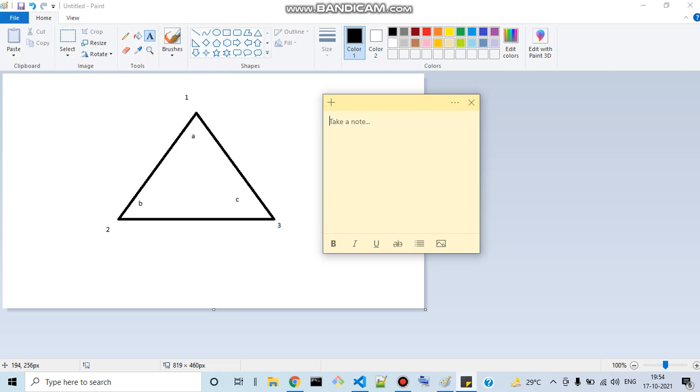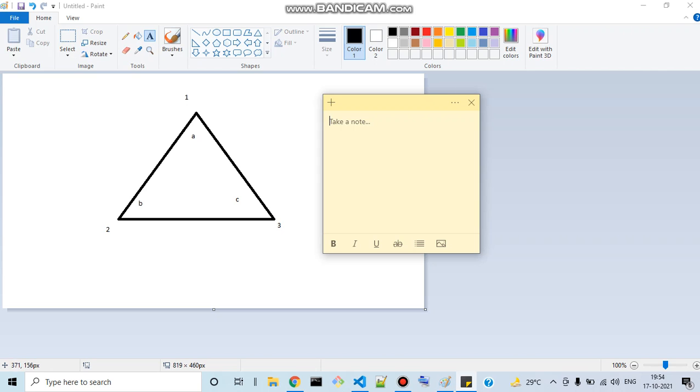Example, ant number 1 decides to move here to point B, and ant number 3 also decides to move this way to the angle B. In that case, there would be a collision here. So we have to calculate the probability of collisions. So let us do this mathematically.